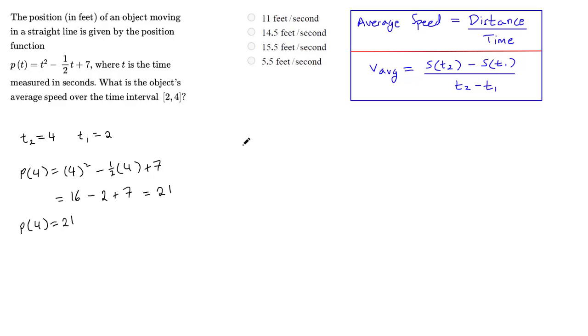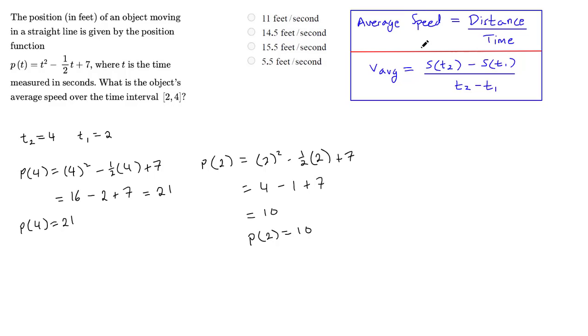So the next thing we need to do is evaluate P at t equals 2. So P at 2 is equal to 2 squared minus 1/2 times 2 plus 7. And this gives us 4 minus half of 2 is just 1 plus 7. So here we have 4 minus 1 is 3. Add the 7, we get 10. So P at 2 is equal to 10.